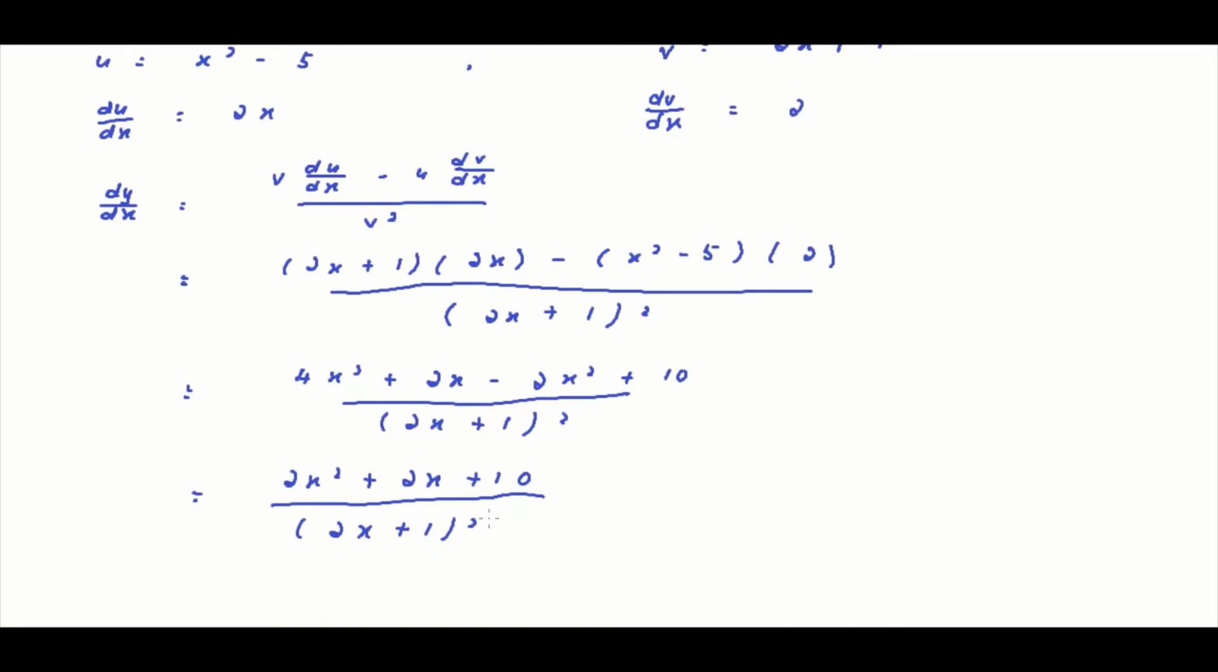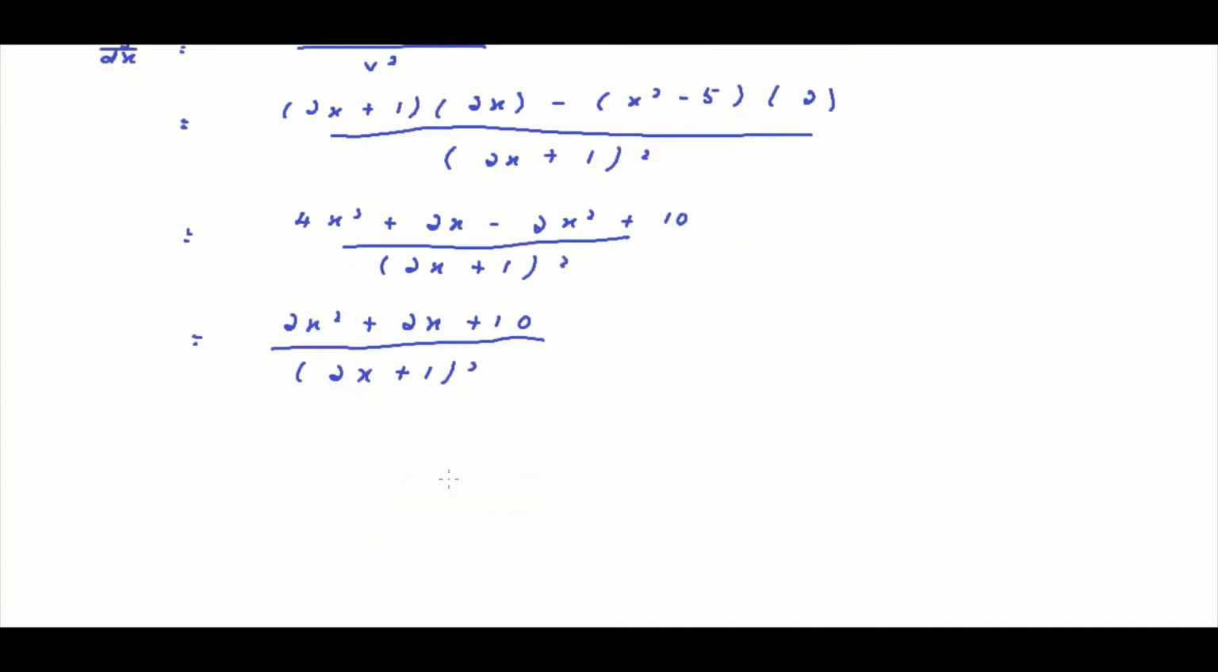Remember, whenever you do differentiation, especially when you deal with the product rule or quotient rule, if you can, try to make your answer in a simplified, factorized form. So 2 times x squared plus x plus 5. Then you can further check whether this term can be factorized or not.